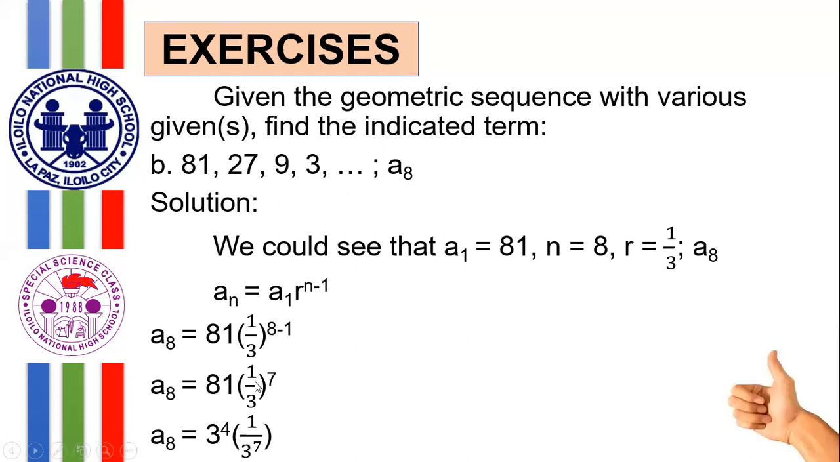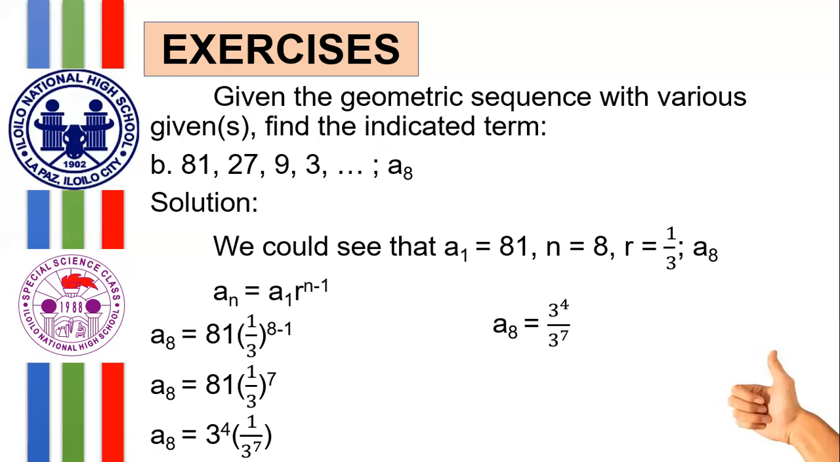This is 1 to the 7th all over 3 to the 7th, because if you are raising a fraction to a certain exponent, then both numerator and denominator have to be raised to that exponent. That's why I have this. And using the laws of exponents, your algebraic properties, a sub 8 equals 3 to the 4th all over 3 to the 7th.